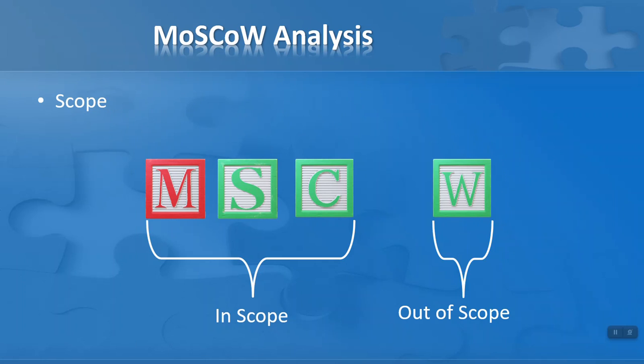So MoSCoW analysis then gives us some idea about what is in scope for a project and what is out of scope. So the M, the must, the S, the should, and the C, the coulds, most of these requirements would be within scope in a project. And the won't requirements are out of scope, certainly for now. And something to remember about out of scope, if a requirement is not on the scope statement, we don't do it. We only do what's on the scope statement. So must, should, and could generally are pointers towards that.